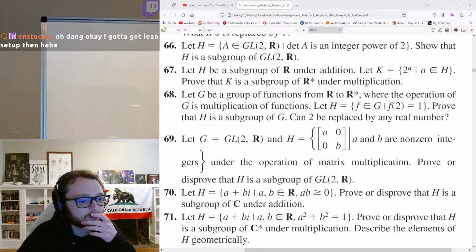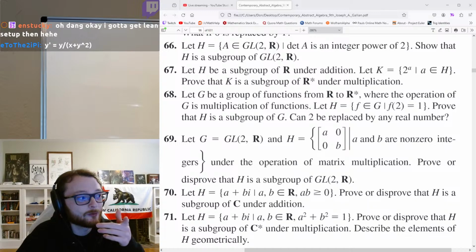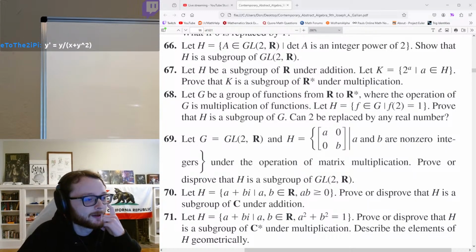Gotta get Lean set up then. Oh, yeah, because you said you wanted to do some of these proofs in Lean, right? Oh, yeah, that was the D right there. So it's almost exact, and the way you can make it exact is multiplying through by 1 over y squared.